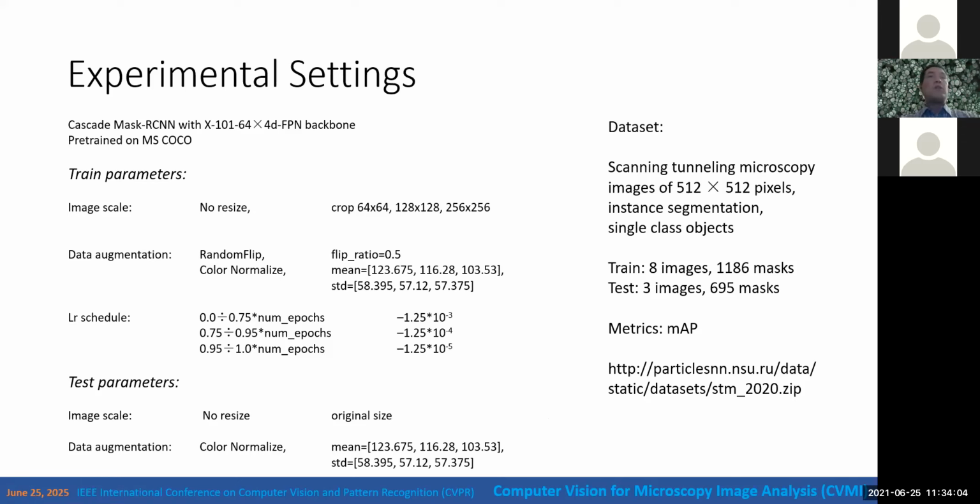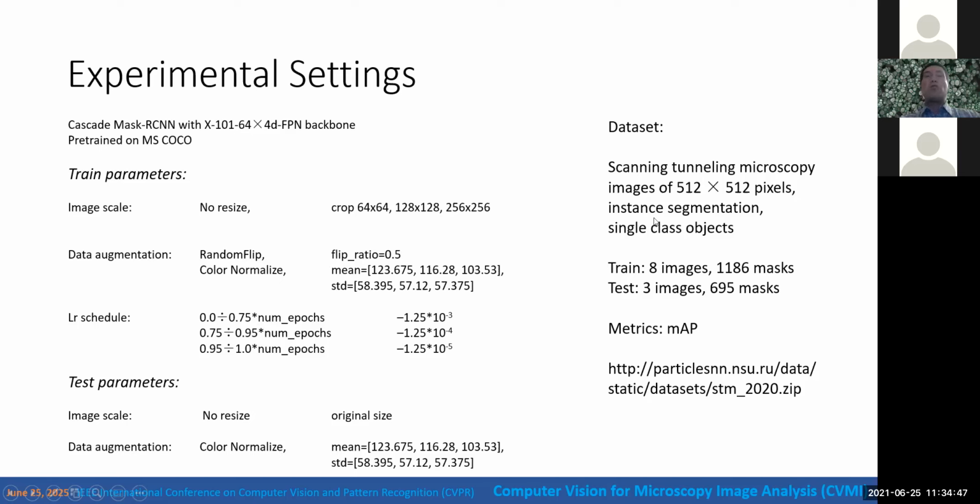This is our configuration, experimental settings. We used Cascade Mask R-CNN with a ResNeXt 101 backbone, which was pre-trained on the Microsoft COCO dataset. During training time, we used crops of 64, 128, 256, and modest augmentation, which was mainly flipping, color normalization, and 3 learning rates in our learning scheduler. During test time, we applied the original image size, no resize, and also normalized color to these values.